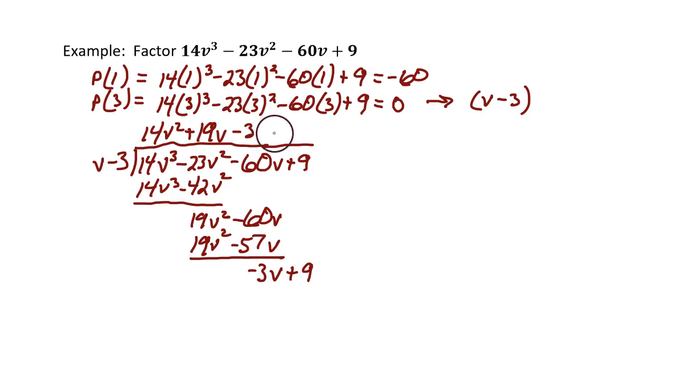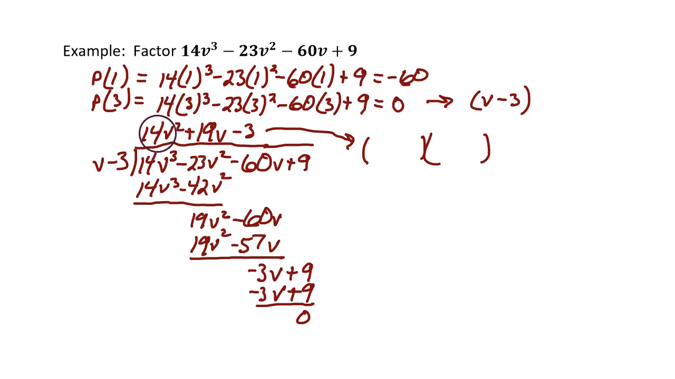V times negative 3 makes negative 3v. And negative 3 times negative 3 is positive 9. When you subtract, we get the expected remainder of 0. Again, the reason for doing the division is to create this up here, which is a quadratic trinomial. We know how to factor quadratic trinomials. Double parentheses.